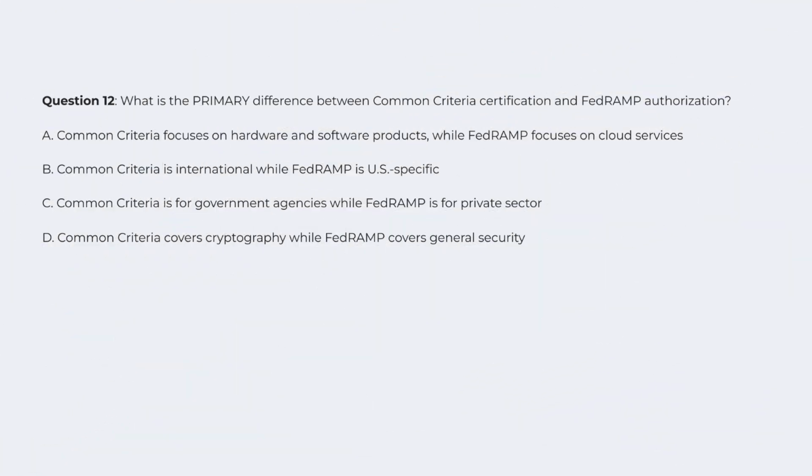Question 12. What is the primary difference between Common Criteria certification and FedRAMP authorization? A. Common Criteria focuses on hardware and software products, while FedRAMP focuses on cloud services. B. Common Criteria is international, while FedRAMP is U.S. specific. C. Common Criteria is for government agencies, while FedRAMP is for private sector. D. Common Criteria covers cryptography, while FedRAMP covers general security.